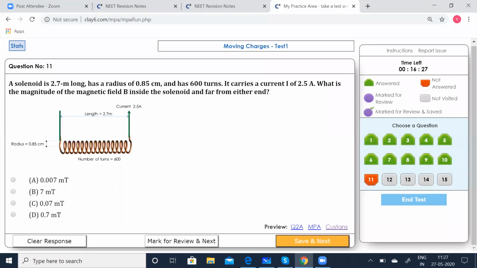Going to the 11th one. A solenoid is 2.7 meters long, has a radius of 0.85 centimeters, and has 600 turns. It carries a current I of 2.5 amperes. What is the magnitude of the magnetic field B inside the solenoid and far from either end? All the dimensions are given. You can see the length is 2.7, current is 2.5, radius is 0.85, and number of turns is 600. Let's quickly solve this.